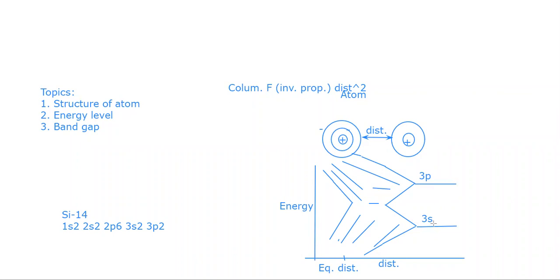Now at the equilibrium distance, there is 3p and 3s, and it is going to split up, and then it will split up again here. This is where there are no energy levels, and this is all full of energy levels. I'll just draw a straight line here. So this is at the equilibrium distance. Now I will draw another xy axis.